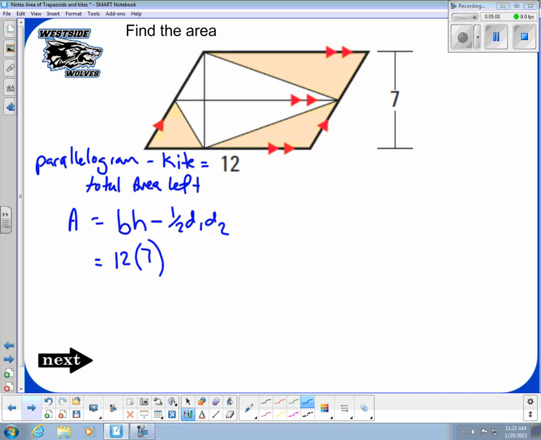So that's the area of the parallelogram. We have to subtract the area of the kite, so that's 1/2. Now this diagonal right here in blue is the same as the sides. It's like a whole big parallelogram here. So that's going to be 12.